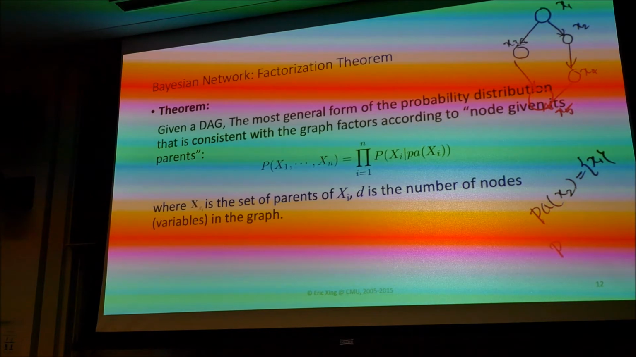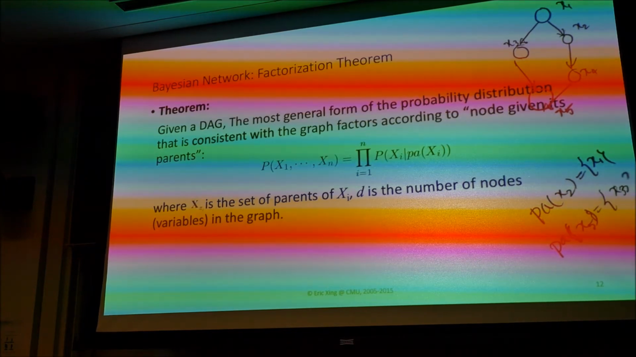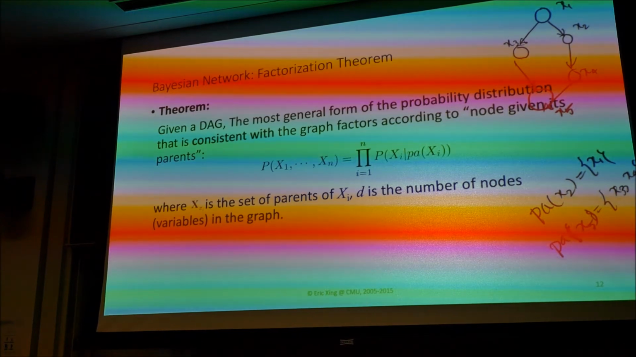And what is the parent of x5? 3 and 4, right? So I can use this to write this joint probability distribution. So the joint probability distribution of this would be what exactly?